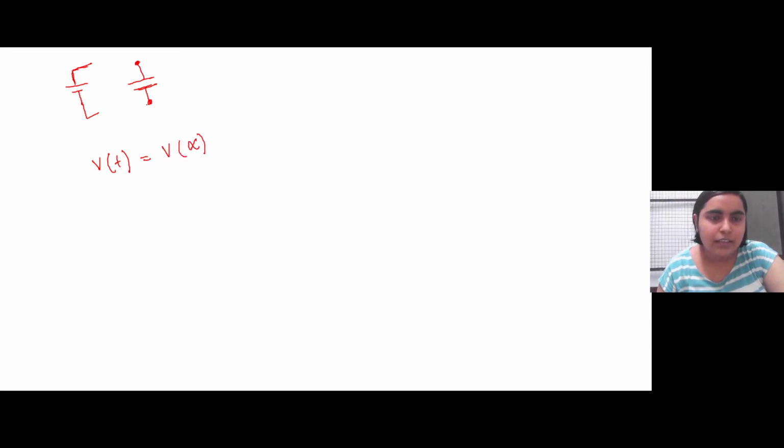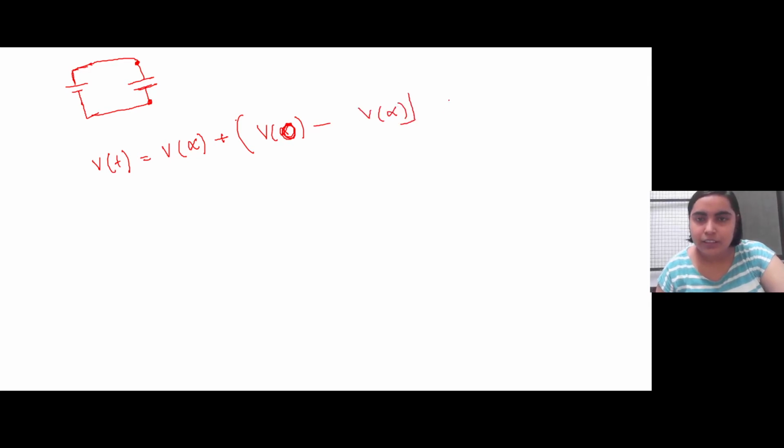Infinity means when steady state has been achieved, so what will be the voltage across the capacitor? That plus v of 0. Just before switching, what is the voltage? That will be the same as the voltage just after switching. So that is given by v0 minus v of infinity, times e to the power minus t by tau, and this tau is the time constant.